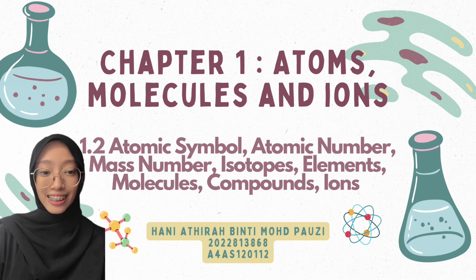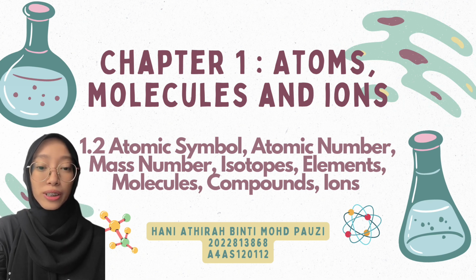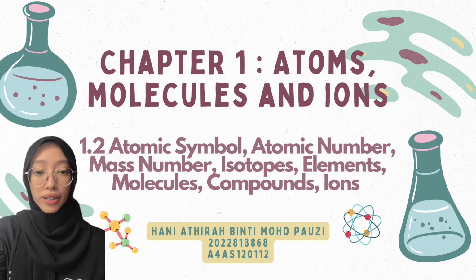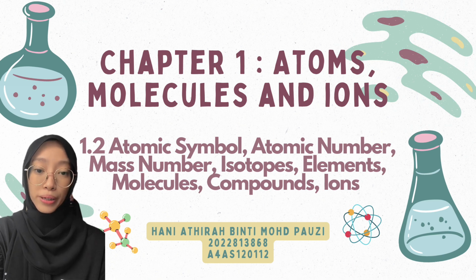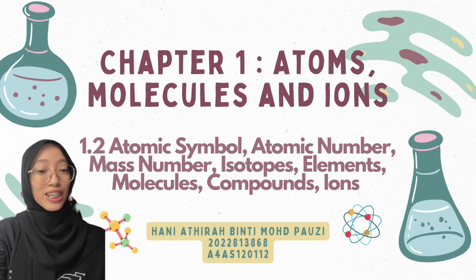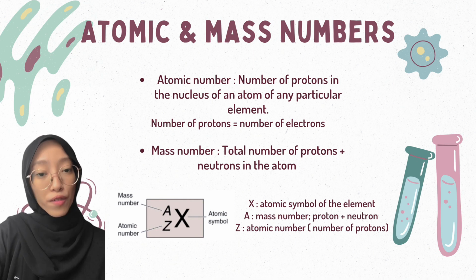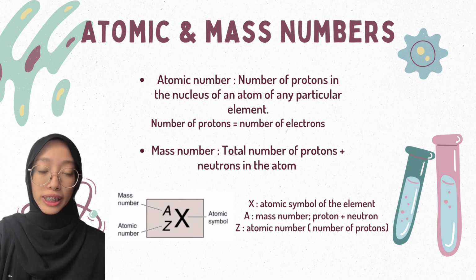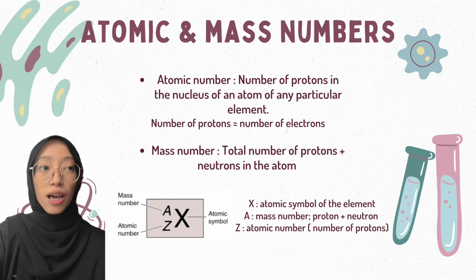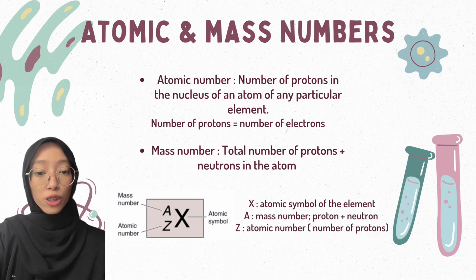Student number 20228138668. So today, I would like to share about Chapter 1, subtopic 1.2: atomic symbol, atomic number, mass number, isotopes, elements, molecules, compounds, and ions. So stay tuned. Firstly, the atomic number is the number of protons in the nucleus of an atom of any particular element. For your information, the number of protons is the same as the number of electrons, while the mass number is the total number of protons plus neutrons in the atom.